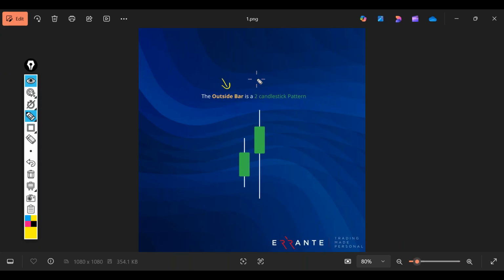The difference is that in an inside bar, the later bar is inside the bar preceding it, something like this. But when it comes to the outside bar, your second bar is outside the first bar. Look at the high of the first bar: the second bar is outside the high and low of the first bar. This is what you need to see.